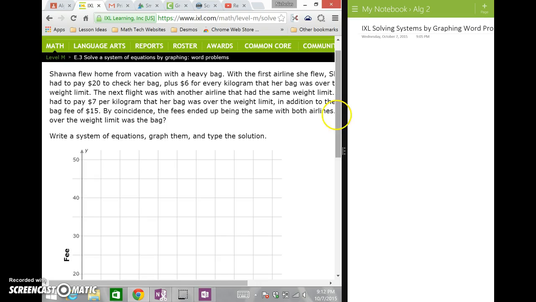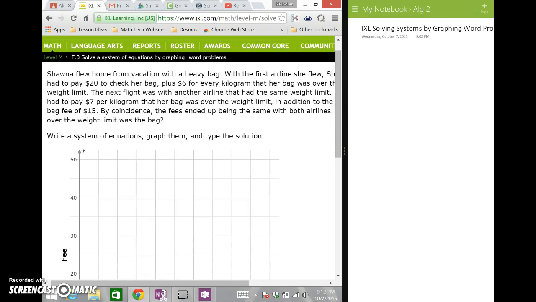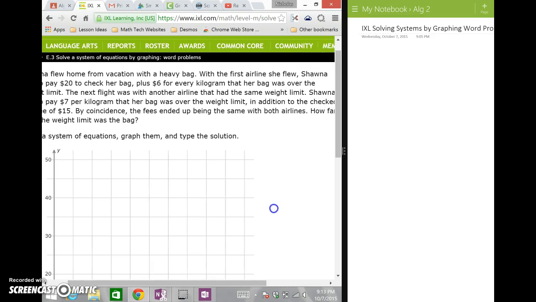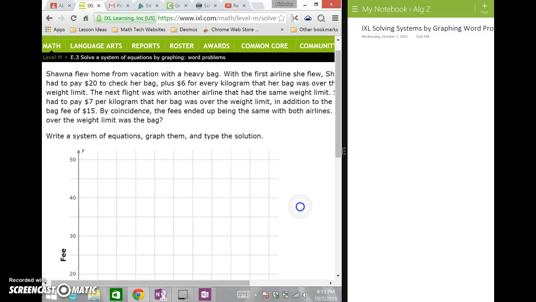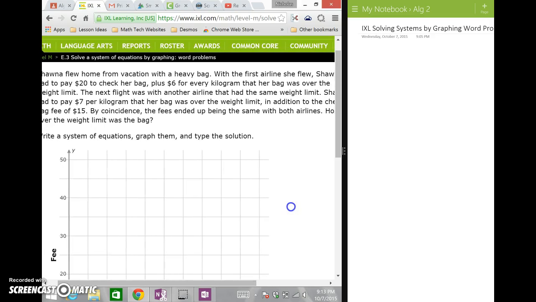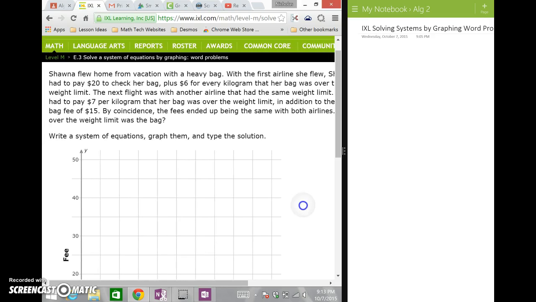Okay, so I've got an example here on the screen. This is IXL, so it's one of the randomly generated problems. So let's go ahead and read through it and highlight the important information, and then go ahead and graph our graphs. It says Shauna flew home from vacation with a heavy bag. With the first airline she flew, Shauna had to pay $20 to check her bag, plus $6 for every kilogram that her bag was over the weight limit.